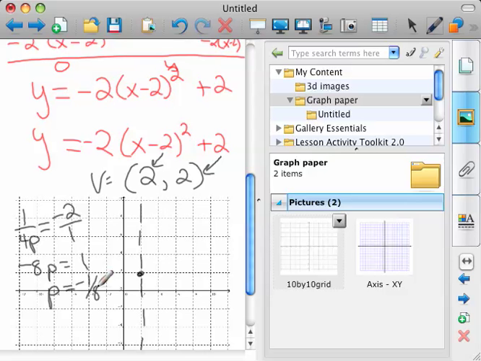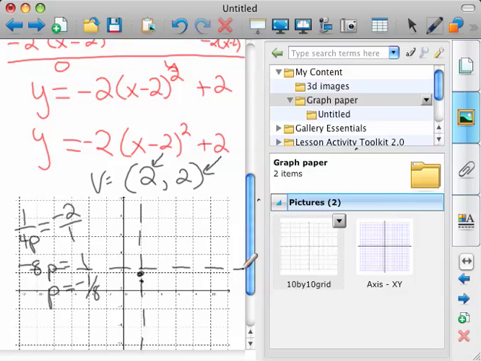So again, in this case, if you go down 1/8, it's hard to even show, and up 1/8, I know my directrix is going to be up here. And so there we have it for that part of it.